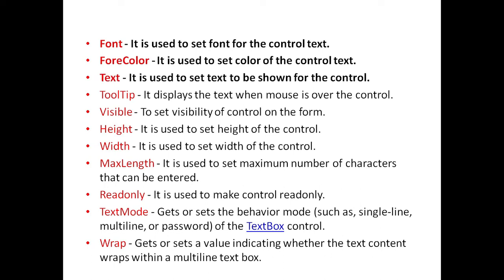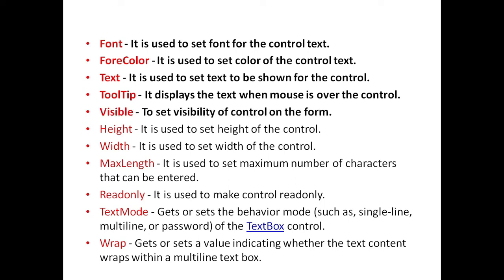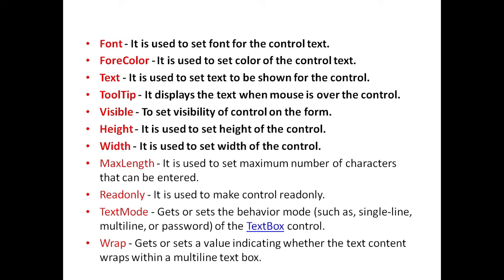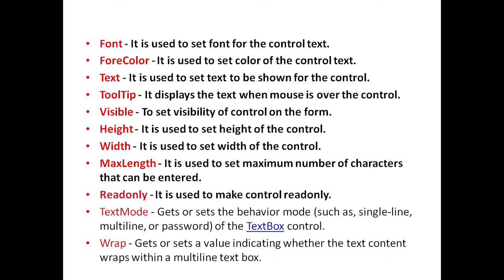Text property is used to set the text to be shown for the control. Tooltip displays the text when mouse is over the control. Visible property is used to set the visibility of the control on the form. Height is used to set the height of the control. Width is used to set the width of the control. Max length property is used to set the maximum number of characters that can be entered in the control. Read-only property is used to make the controls read-only.